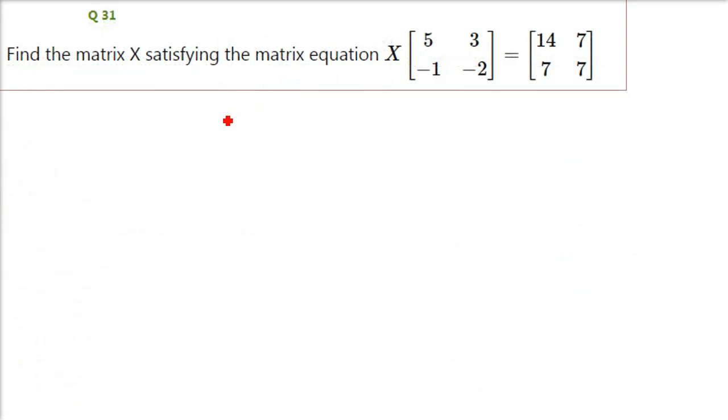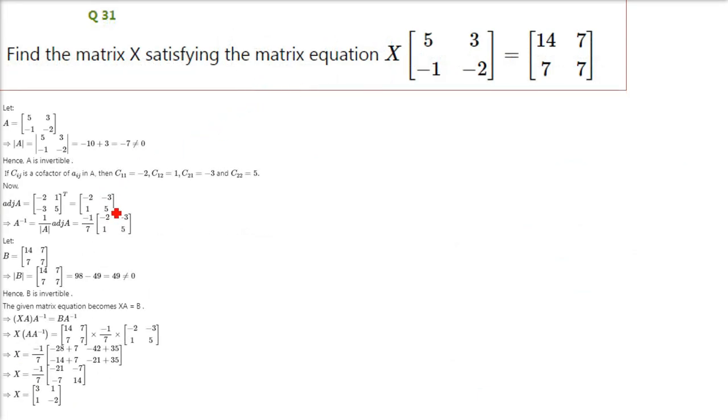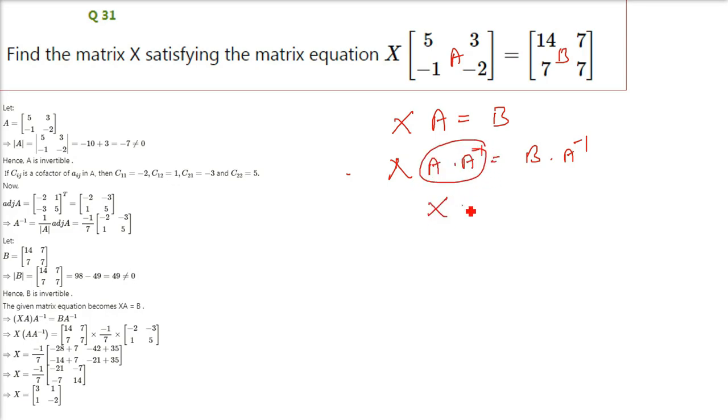Now all the questions are like this only, because there are questions following which have the same kind of logic. So assume this to be A, this to be B, so X into A equals B. We have to find out X. So now you can multiply A inverse on the right hand side, that is X into A multiplied with A inverse, here also B into A inverse. So A into A inverse will be what? It is going to be the identity element, and identity element multiplied by X will give you X only.